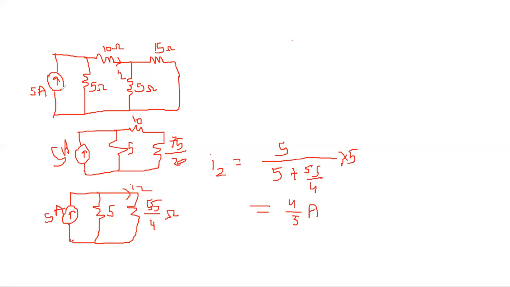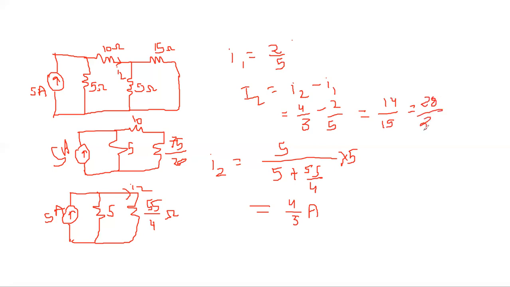So this I2 is due to the 5 ampere current source, and I1 was equal to 2 by 5, but it was in the opposite direction. Remember, I1 was in the opposite direction. So the final value IL is nothing but I2 minus I1, because the direction of IL and the direction of I2 were the same. So this is equal to 4 by 3 minus 2 by 5, which is coming as 14 by 15, which is the same as 28 by 30 ampere, which was our earlier result.